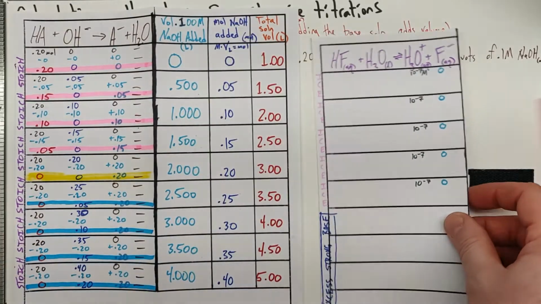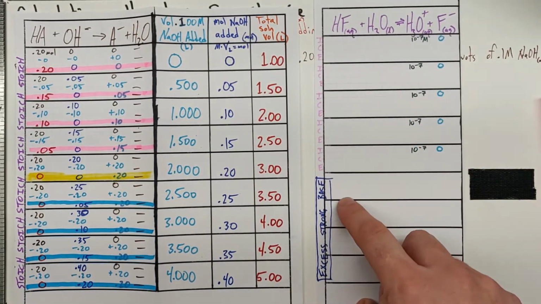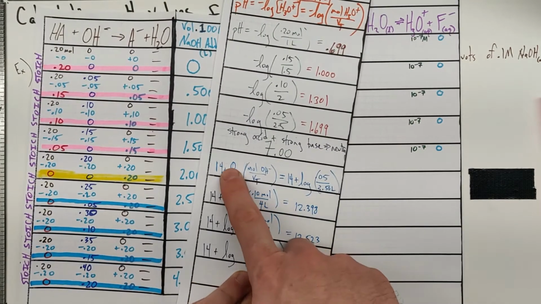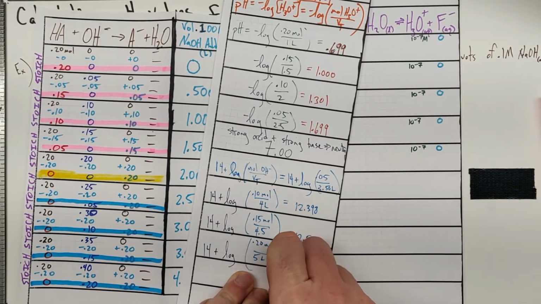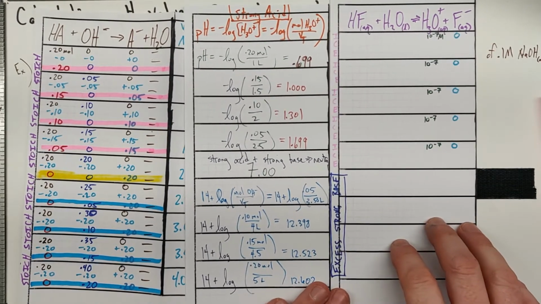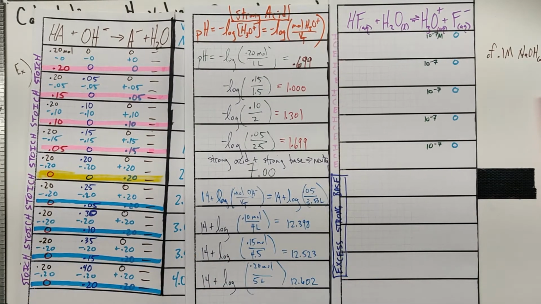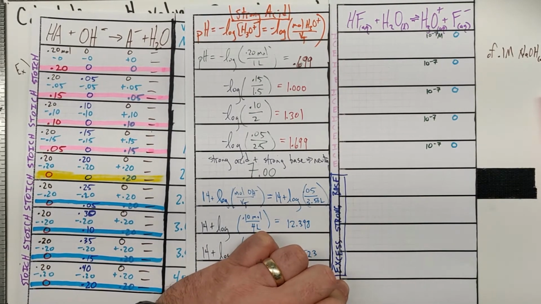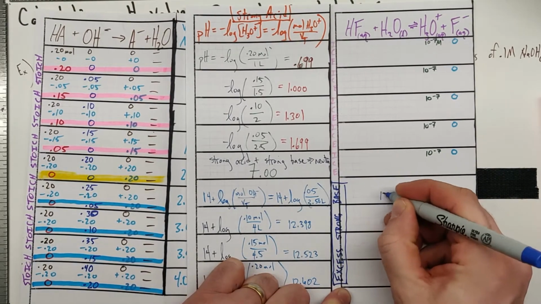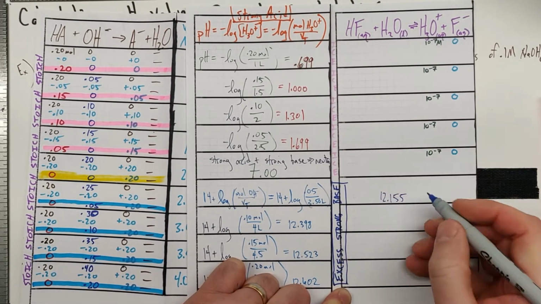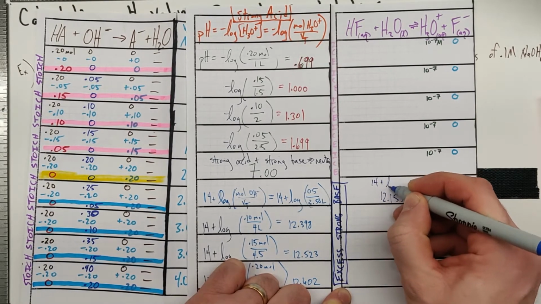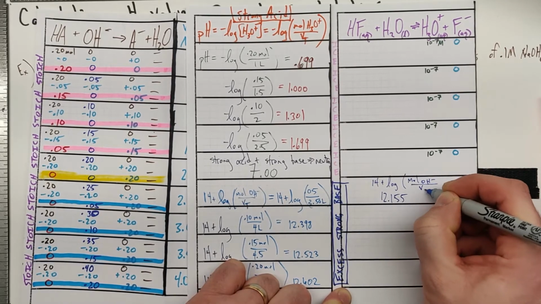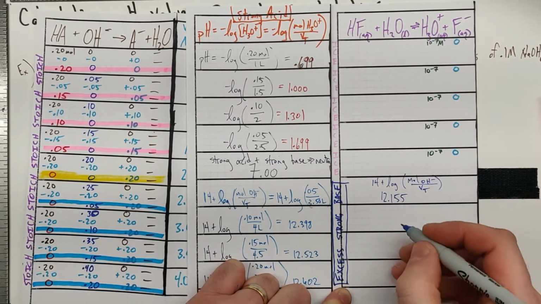So I've set this up in advance. We're going to be doing ICE. When we have excess strong base, we've already established that those calculations are just going to be 14 plus the log of the moles of OH minus over the total volume. In fact, why don't we just copy those numbers over right now and save ourselves some time. One of them we have 12.155, and again, that calculation is just 14 plus the log of our moles of OH minus over our total volume. All right, and those volume totals I have under that piece of paper right now.